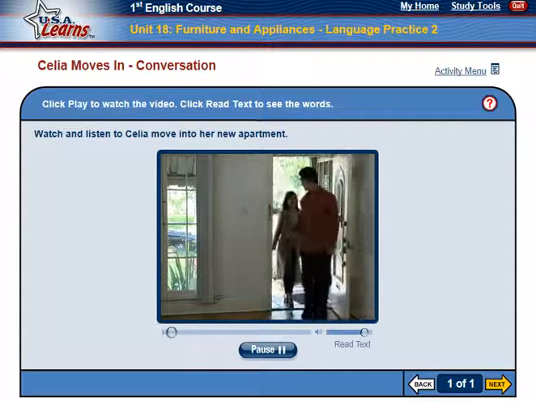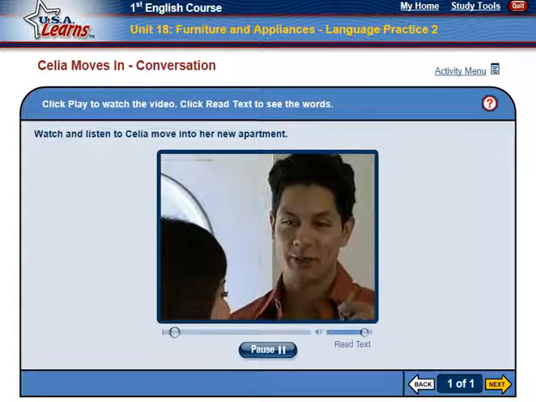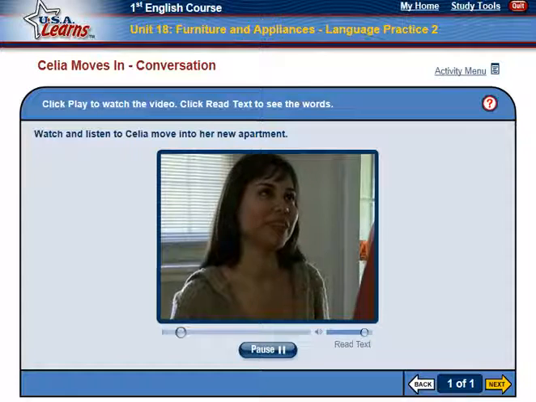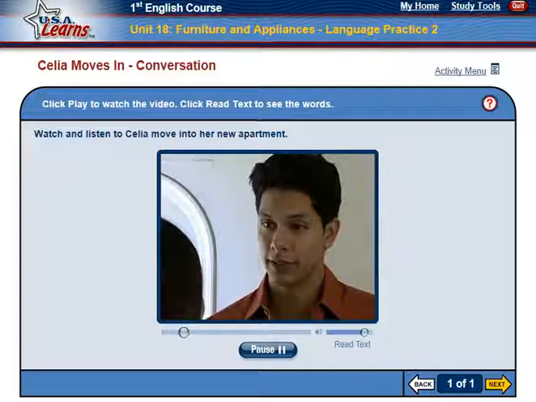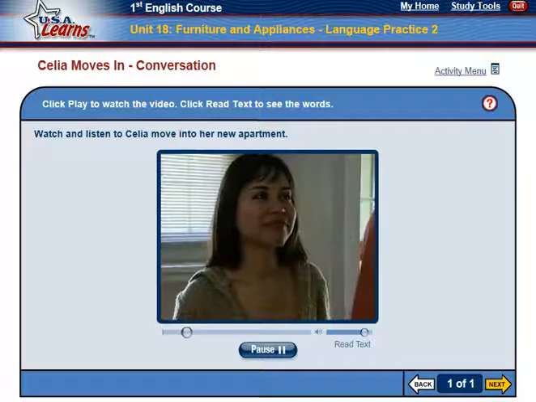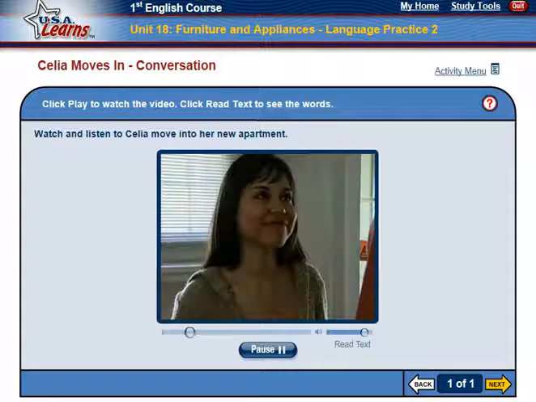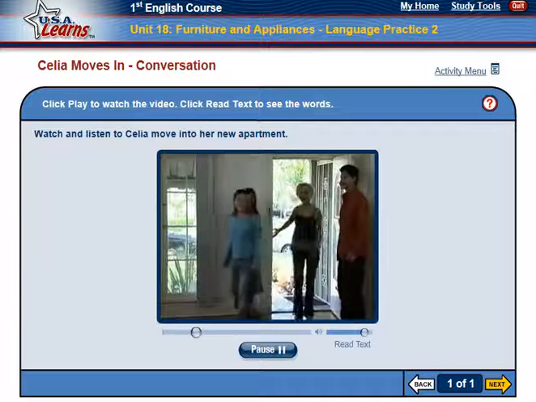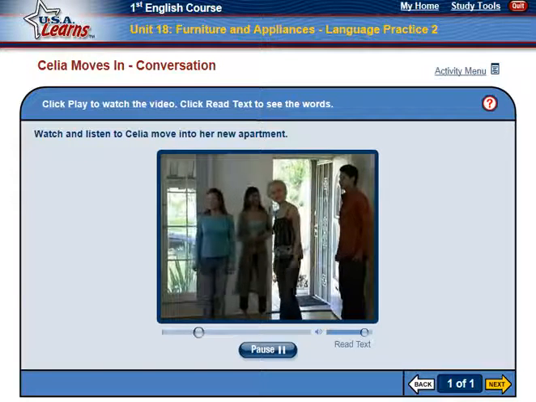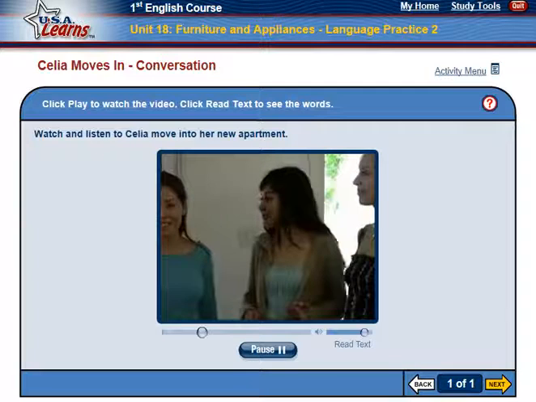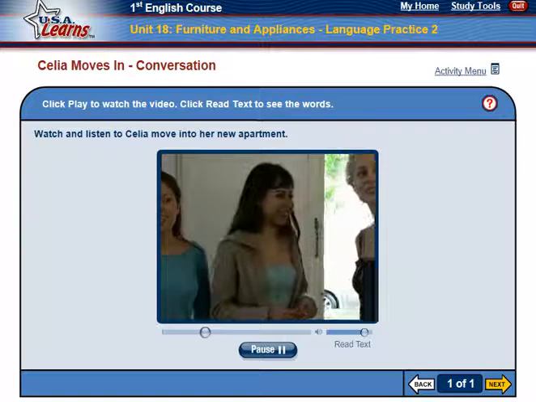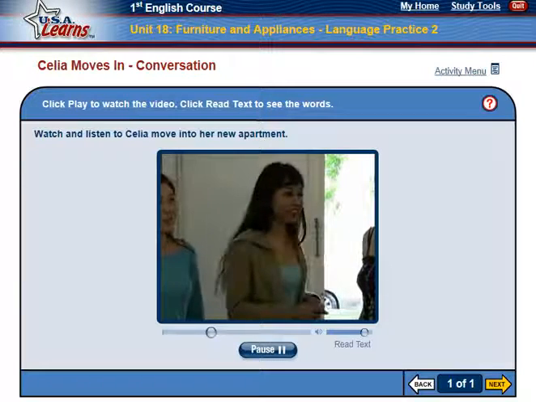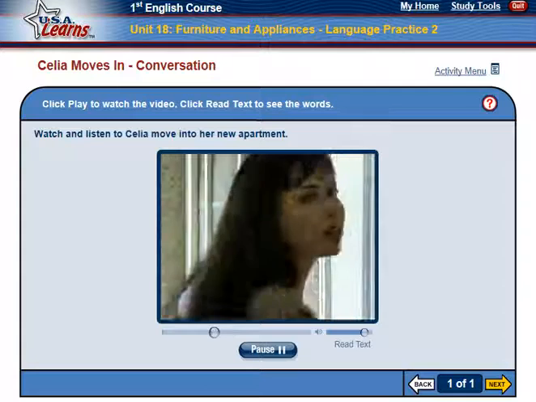Here is the key to your new apartment. Thank you, Danny. And thank you for helping me move in. You're welcome, Celia. And if you need anything, I'm right upstairs. Please ask. Oh, Celia, what a nice apartment. How many rooms does it have? There are two bedrooms, a bathroom, a kitchen, and this living room. Congratulations! Thank you. Now let's get to work. Oh, I like it. It's great. Come on, don't stand there. Let's go!